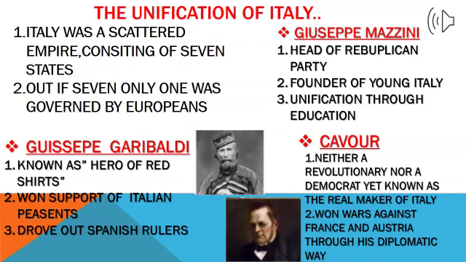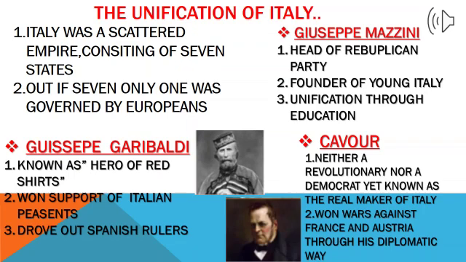Well, children, let's know about Giuseppe Garibaldi. He was known as the hero of the red shirts. He won the support of Italian peasants. He drove the Spanish rulers out of Italy. At the same time, even Giuseppe Mazzini, the head of a Republican Party and the founder of Young Italy, educated the people to come for the unification of Italy.